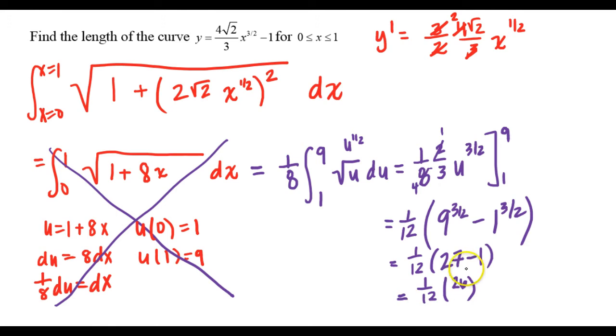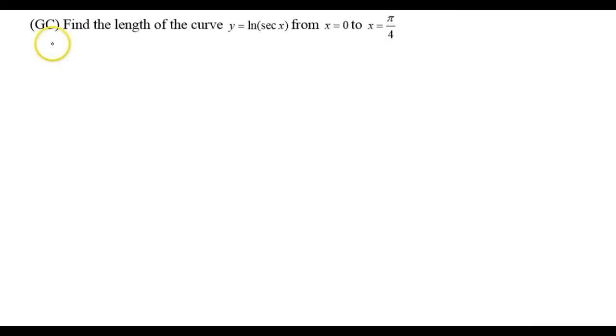So now we can just go ahead and reduce this. So we're going to end up with 13/6. So the length of this curve between x values of 0 and 1 is exactly 13/6. Let's go ahead and work on another problem.